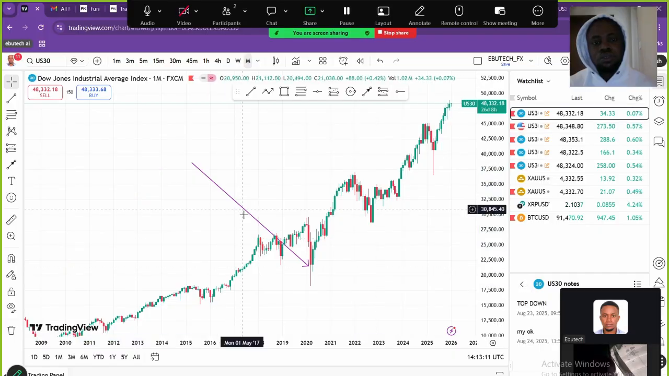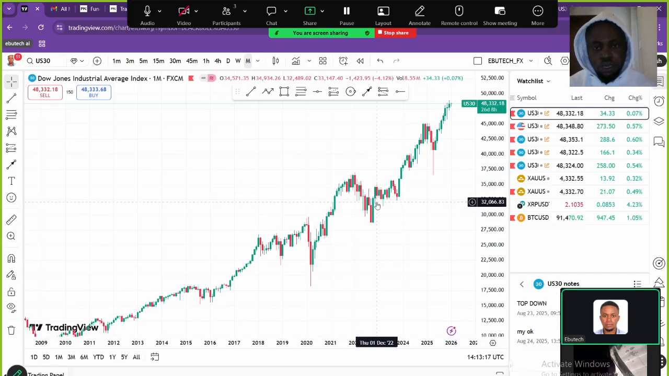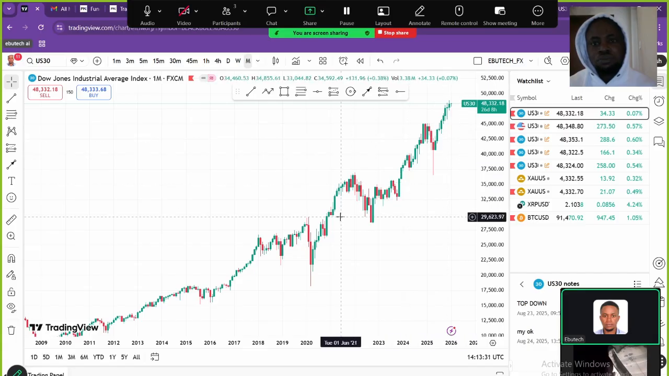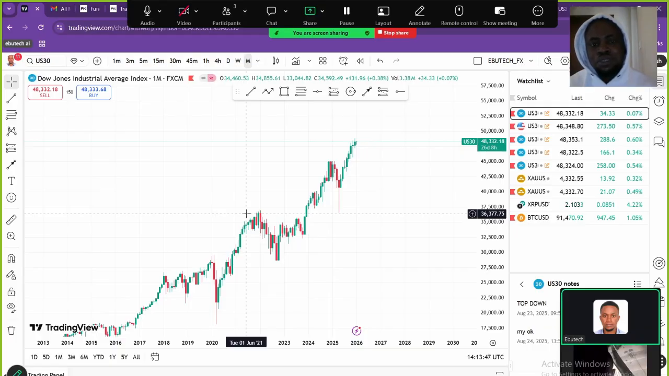So now, how do we identify when to buy or when to sell the market? First of all, as a trader, what you need to do firstly is to identify the market structure, which we have already identified. We have already known that this market is an uptrend. So now we have to mark out our key zones. The key zones are where the market reacted 2 to 3 times. That's what is called a key zone.